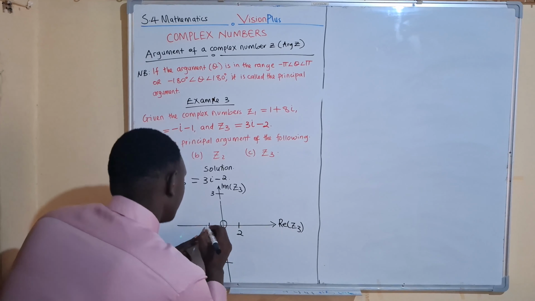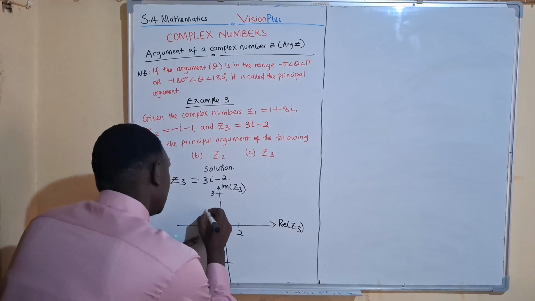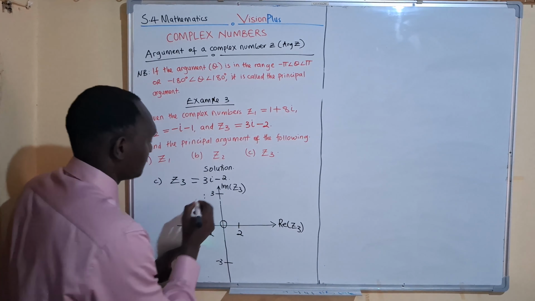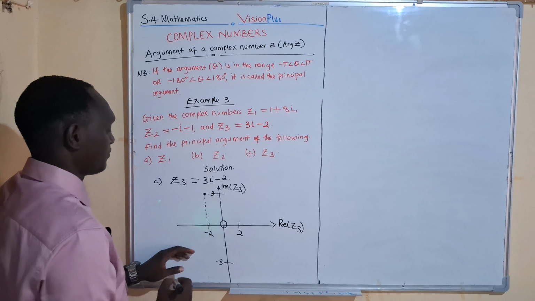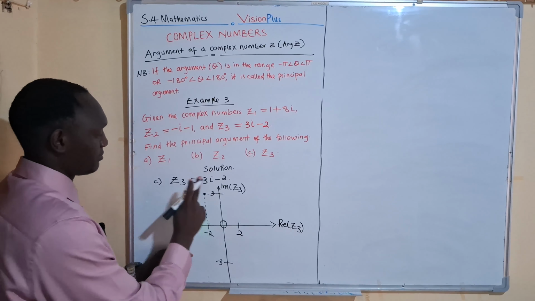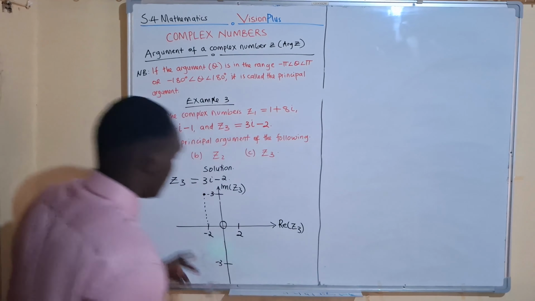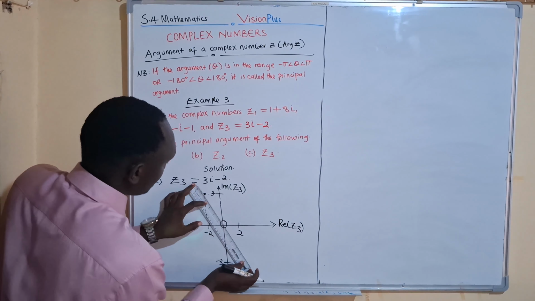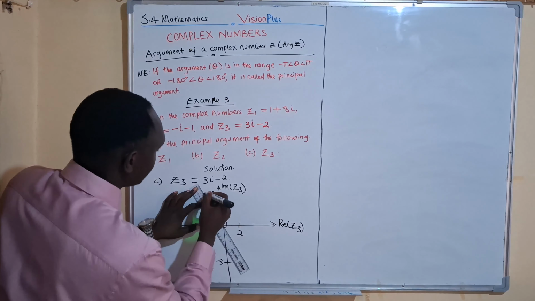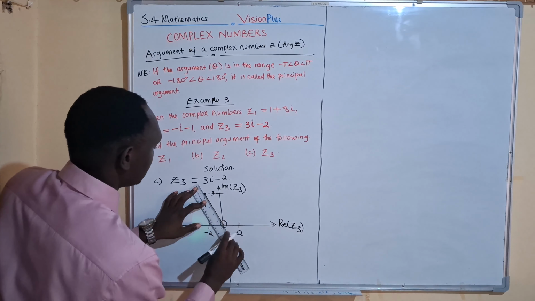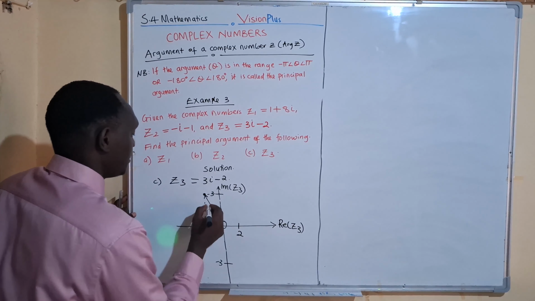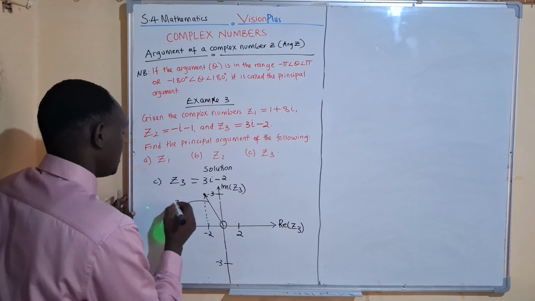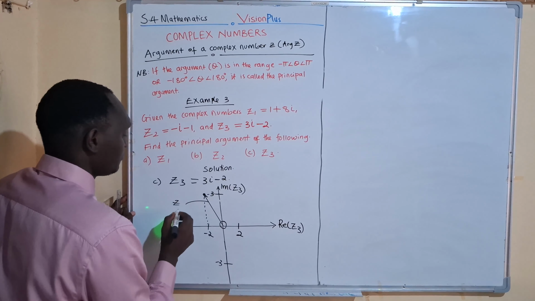This one goes up straight, vertically, and this one goes horizontally straight. So they are going to meet somewhere here. Negative 2, positive 3. Then you draw your complex number, a straight line to the origin, put an arrow on top here, and say this is my Z3.